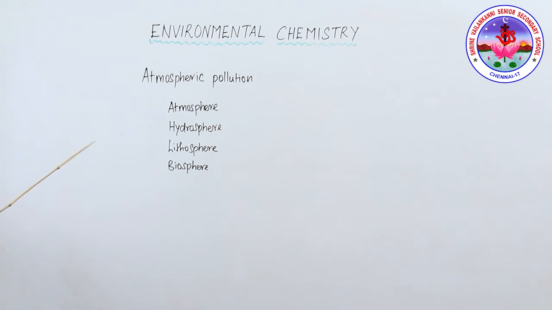Then the temperature decreases from minus 2 to minus 92 degrees Celsius. Then the thermosphere, that is the 85 to 500 kilometer range. Here the temperature increases from minus 92 to 1200 degrees Celsius. Gases present are O2 plus ions, O plus, NO plus, electrons, and many other things in the thermosphere.